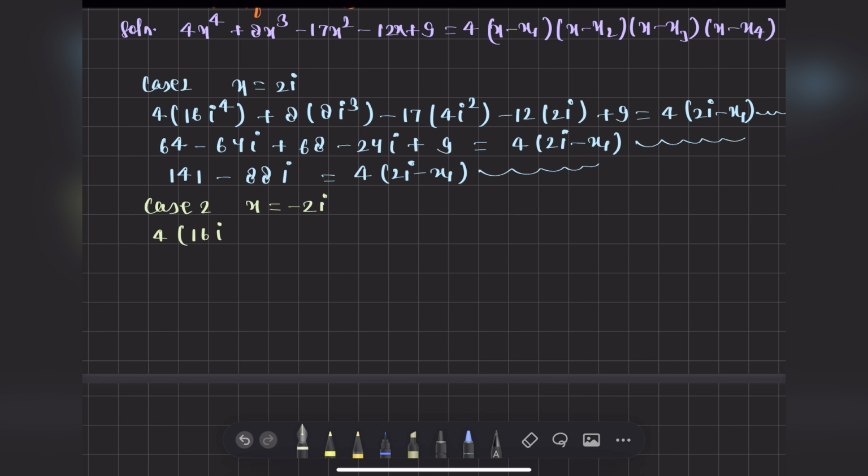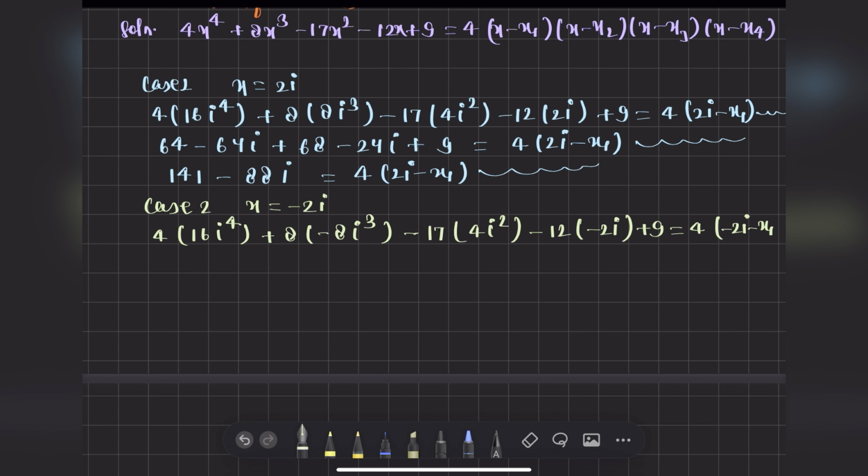Even power, na, the sign will become the same. Now plus of 8, and then it is cube. In the cube we will have minus, so minus of 8 iota cube minus 17. This time it will become the same thing, 4 iota square. Now this time we will have the problem: minus 2 iota plus 9 equals 4 minus 2 iota minus x1. Okay, and the remaining thing would be the same.